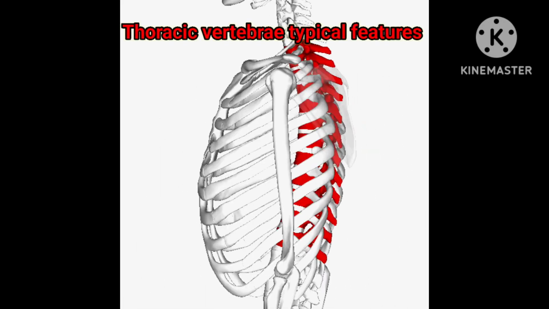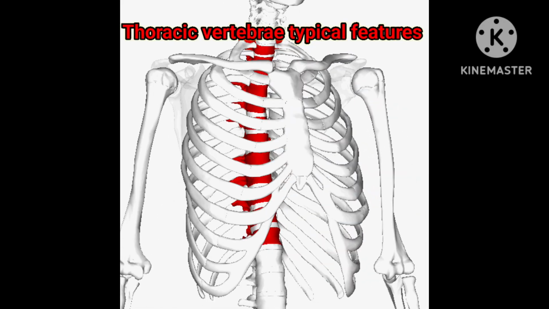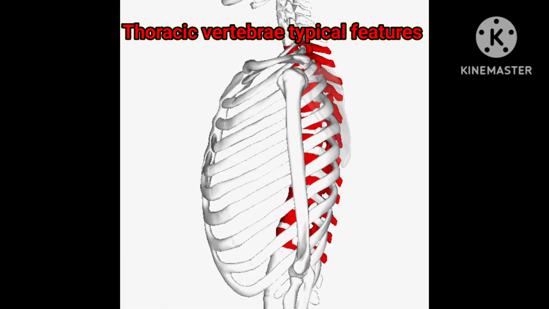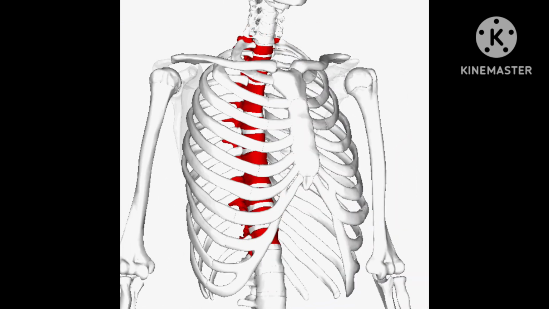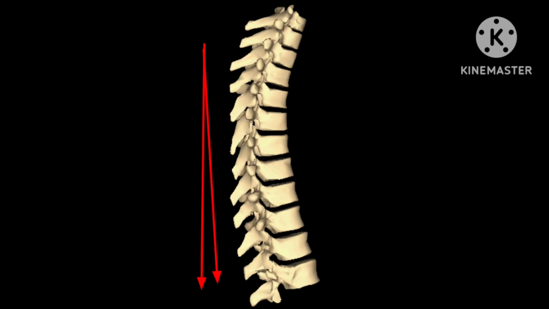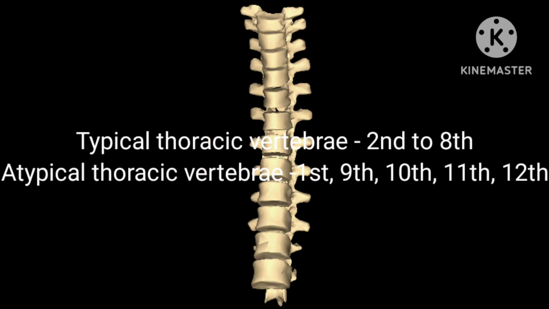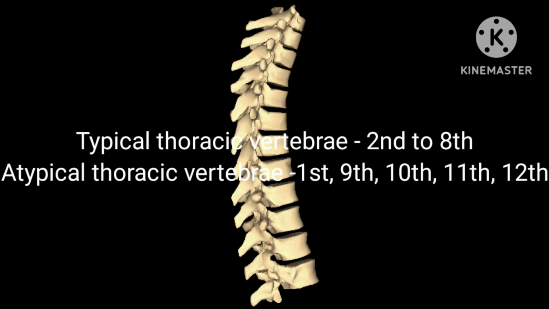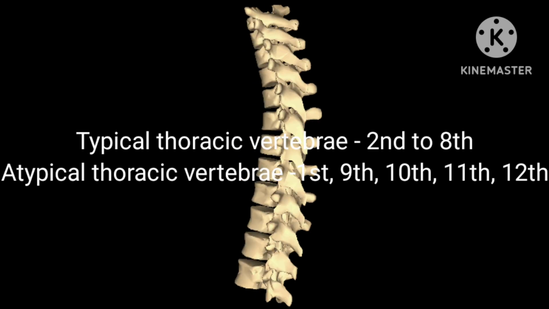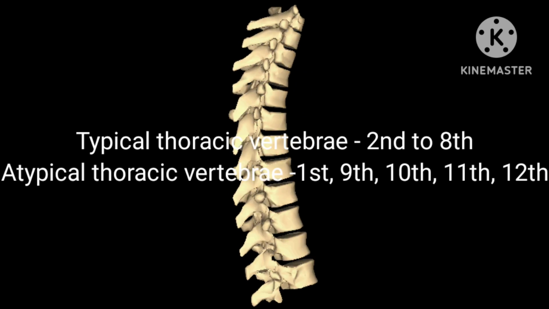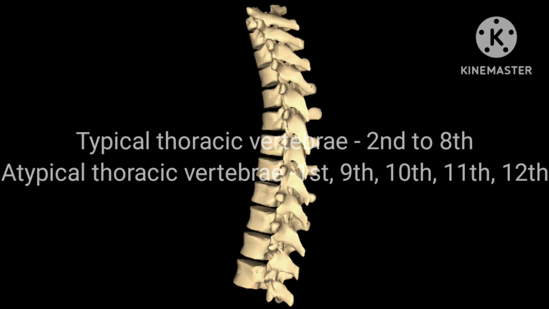Thoracic vertebrae. Typical nature of thoracic vertebrae. Thoracic vertebrae are 12 in number. Size increases gradually downwards. Typical thoracic vertebrae are from the 2nd to 8th thoracic vertebrae. Atypical thoracic vertebrae are the 1st, 9th, 10th, 11th and 12th.